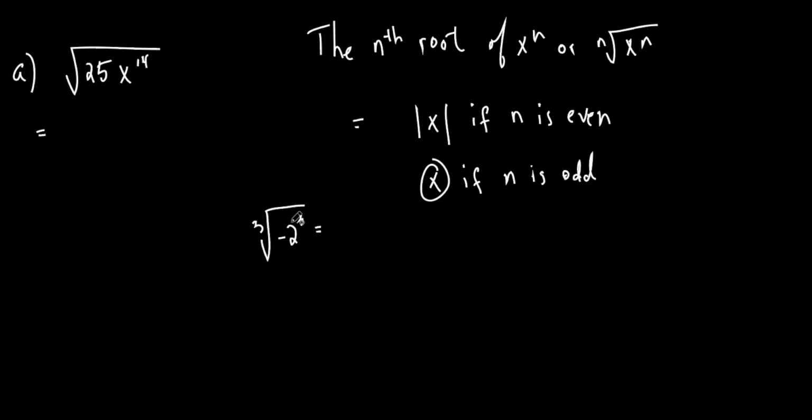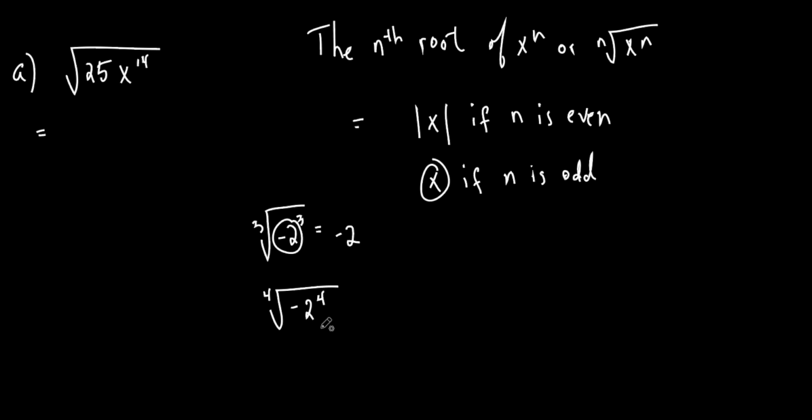So what is my x? That's my x right there. So what's that equal to? That's a negative 2. But if I had the fourth root of negative 16, what's negative 16? That's negative 2 to the 4th, correct?